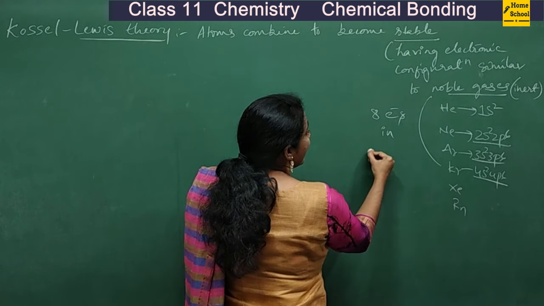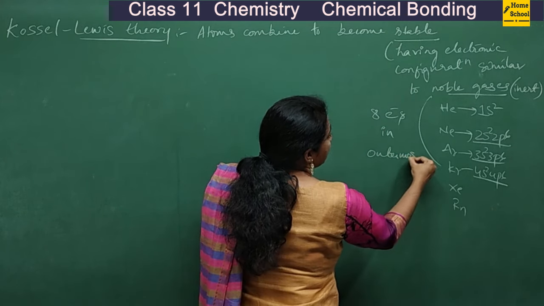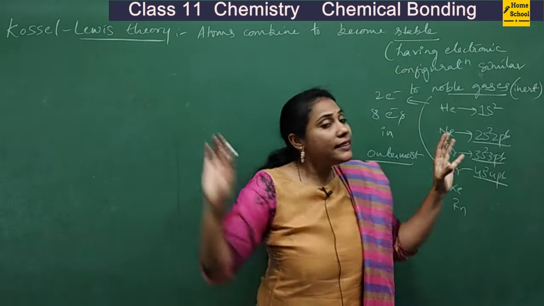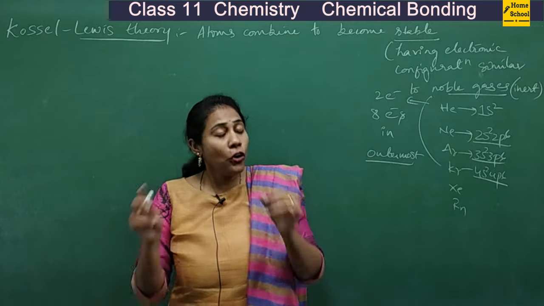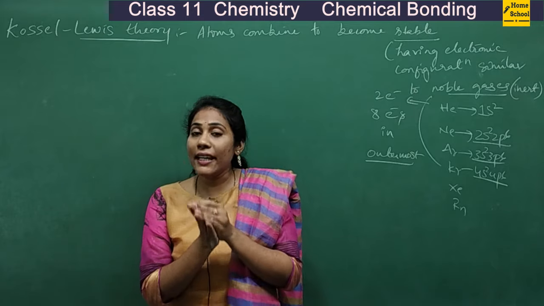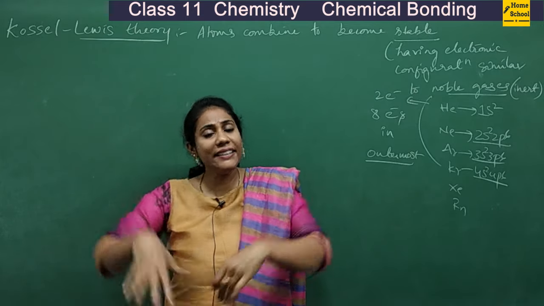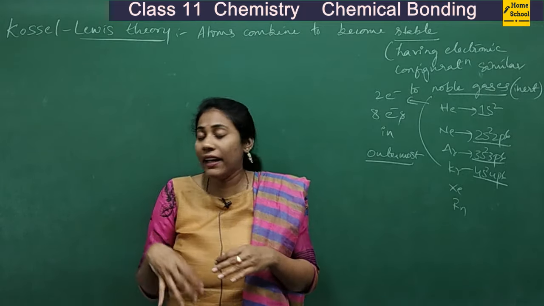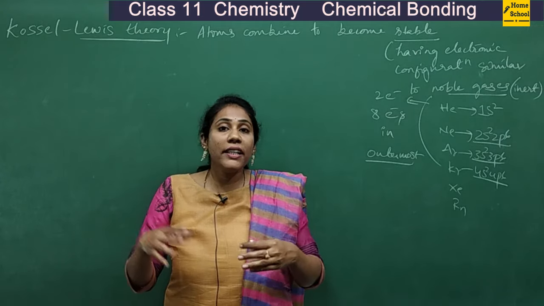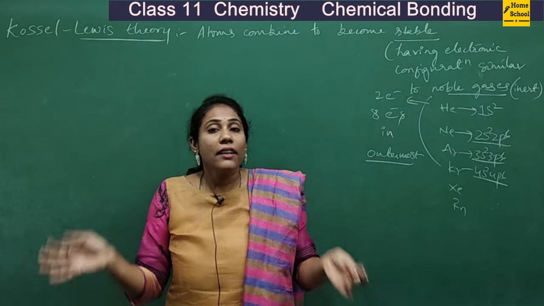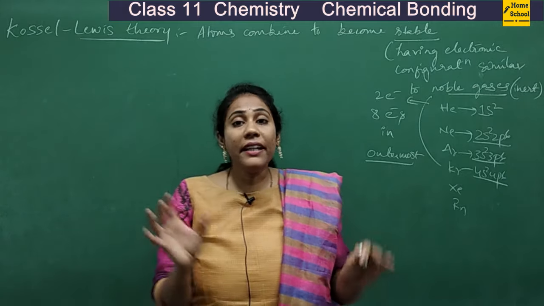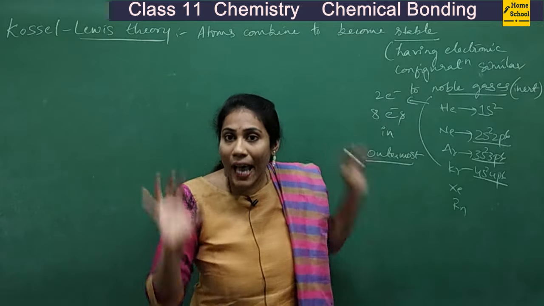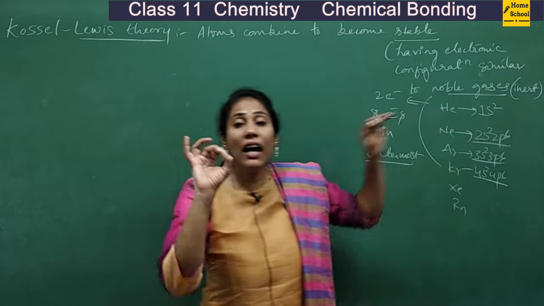8 electrons are there in the outermost shell, right? Except helium, which has 2 electrons. So these scientists thought that maybe if atoms or elements have 8 electrons in the last shell, then they are considered stable. If they have that 8 electron configuration, they do not react with anyone, so it's not necessary to react. That means they are very much stable, right? So noble gases are not reacting with anyone. It's because they are happy with these 8 electrons in the last shell.